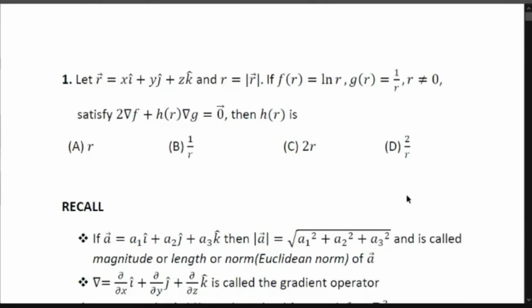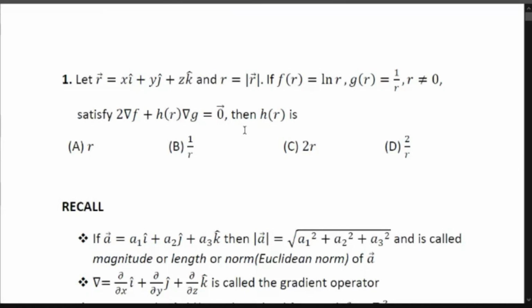The first question is: let the vector r equal xi plus yj plus zk, and simply r denotes the modulus of that vector. If f of r is a function defined as log r, and g of r is defined as 1 by r, those are scalar functions where r is not equal to 0. For defining g of r equal to 1 by r, we need r not equal to 0. And these two functions satisfy 2 times del f plus h of r times del g is equal to the 0 vector. Then what is the function h of r?